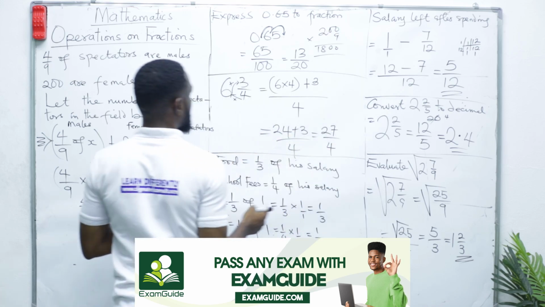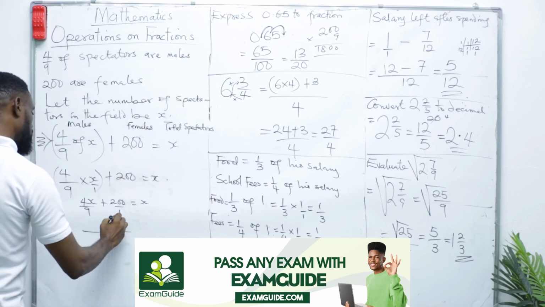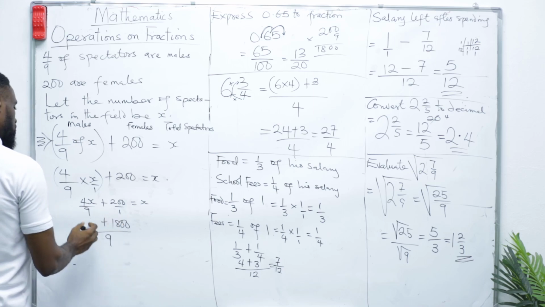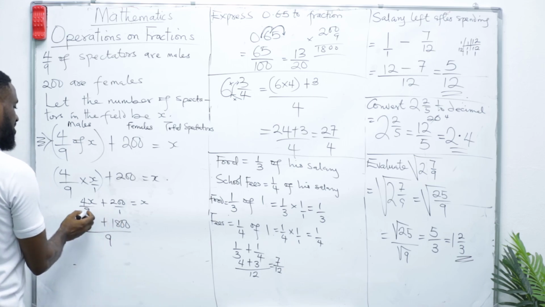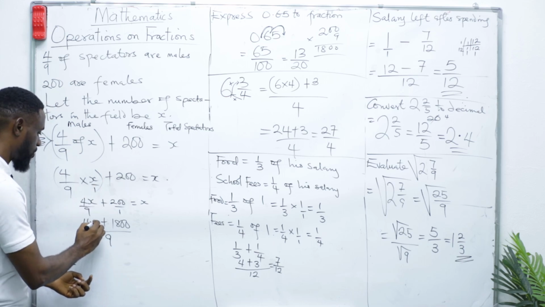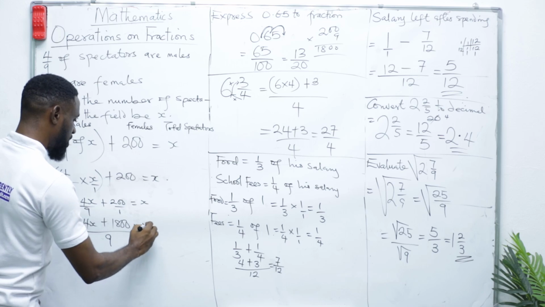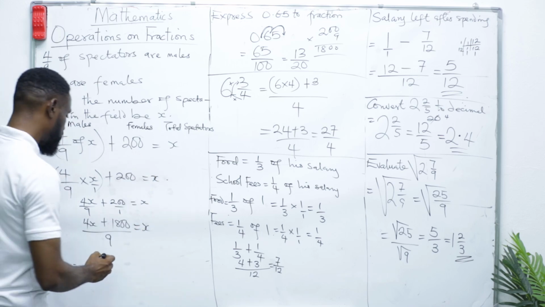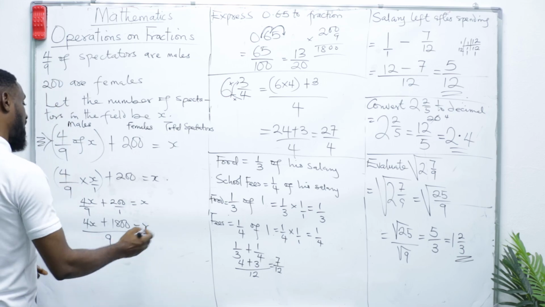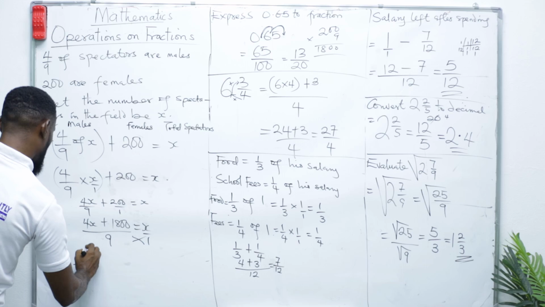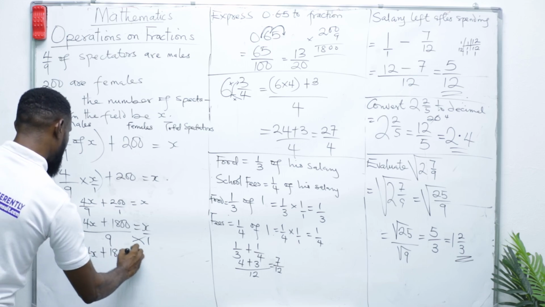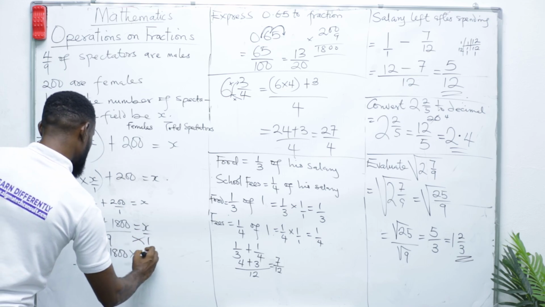So 1,800. Is that okay? Plus this is 1. That is, 9 divided by 9 is 1, times 4x is 4x, is equal to what? X. Okay? All right. So what we do here, this is over 1. We cross multiply. So this will be equal to 4x plus 1,800 times 9 times x.